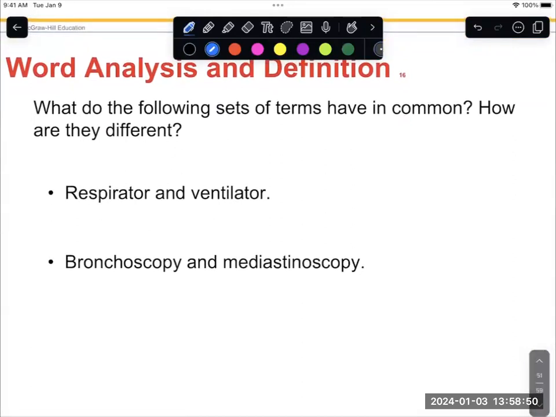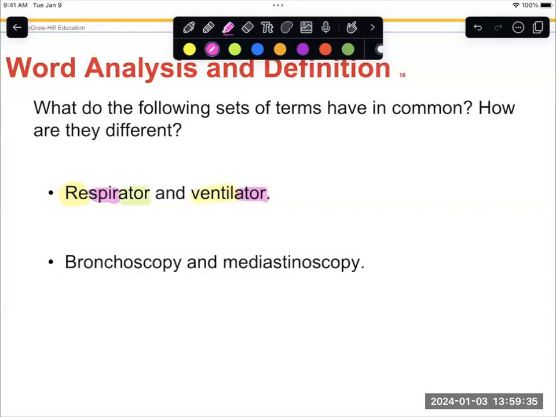Respirator and ventilator are both terms for a device that breathes for a patient and provides mechanical ventilation. So let's look here. Re, that prefix, that means again. Spir, to breathe. Ator means person or thing that does something. Ventil, wind. Ator, that person or thing that does something.